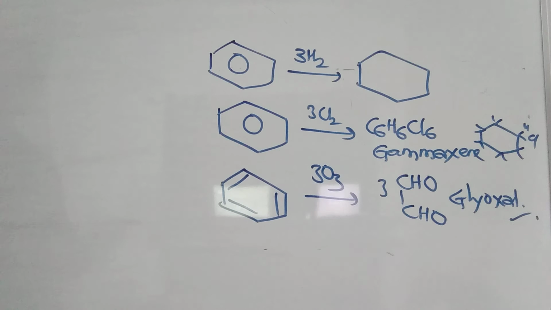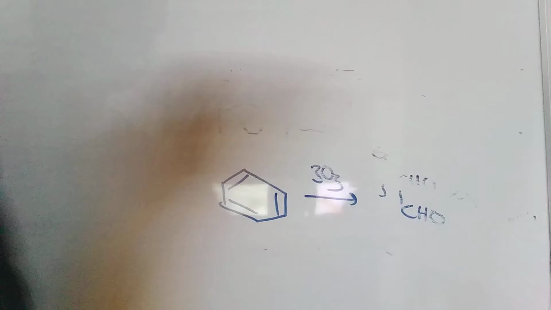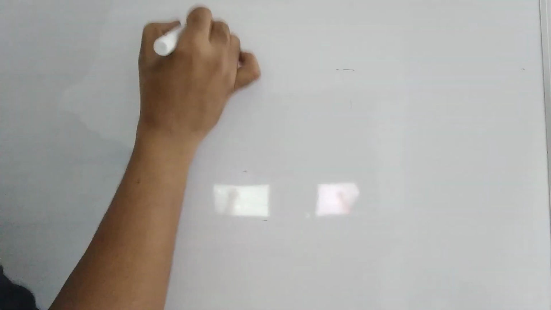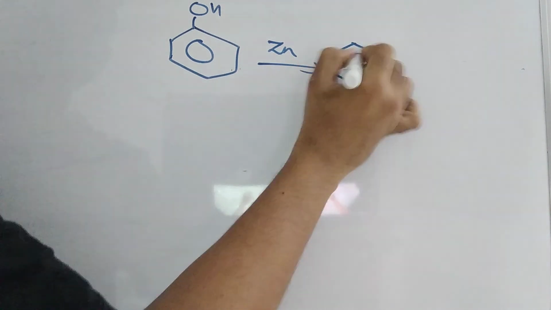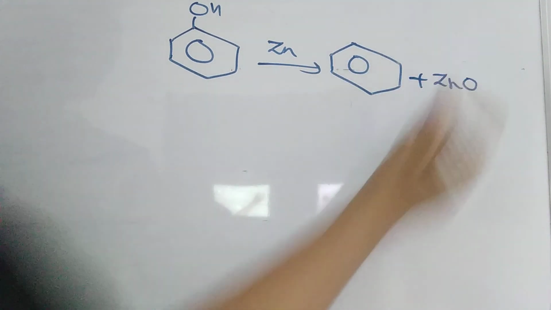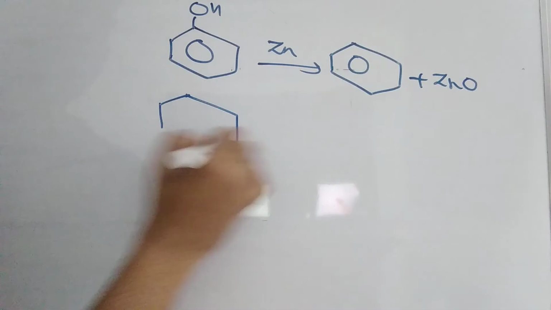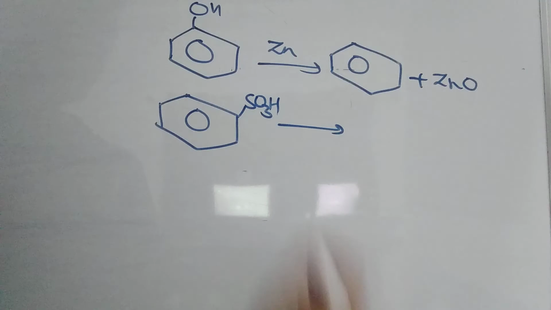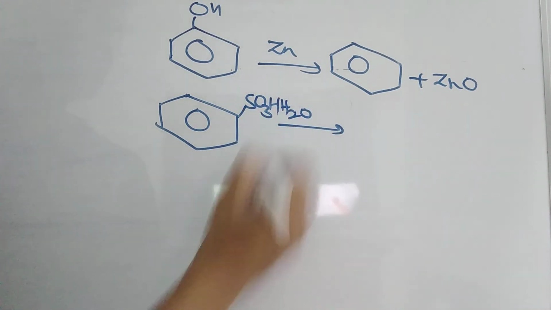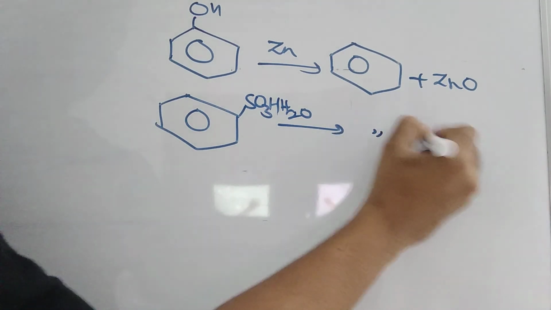In a couple of minutes, I will give you the benzene preparations also. Regular ones we'll discuss once, then we'll go with all the questions. Benzene can be prepared from phenol by using zinc, a reduction, giving ZnO. Benzene can be prepared from benzenesulfonic acid, SO3H, by adding water. By hydrolysis, benzene is formed along with H2SO4.